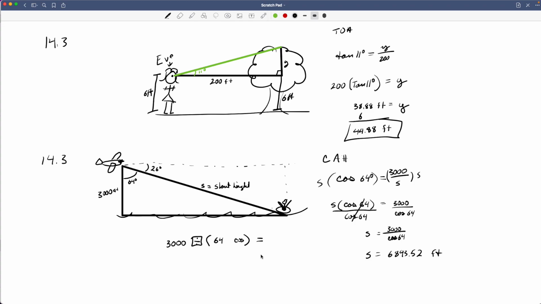You're going to need to do that quickly, okay? You want to save as much time as possible, because the more time that you have to do the really hard stuff, the better you're going to do. All right, so that is the angle of depression.